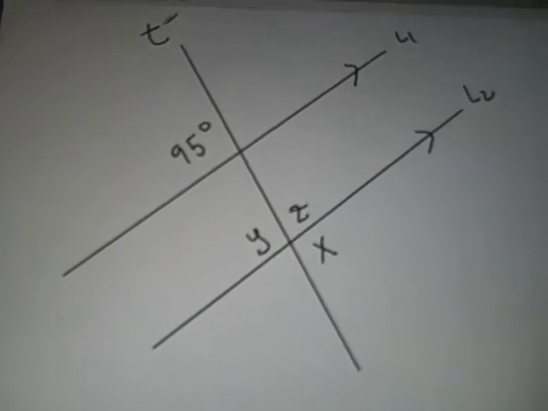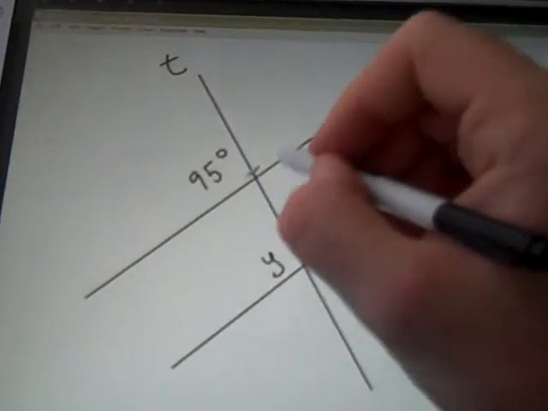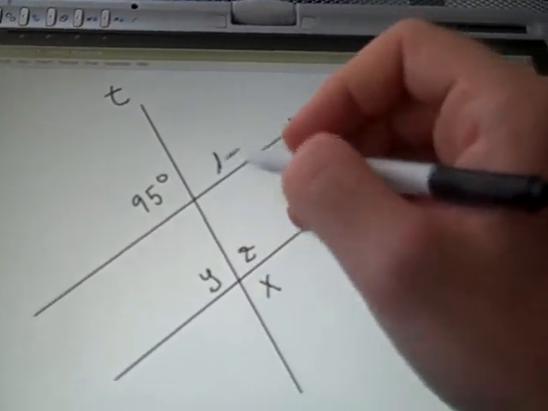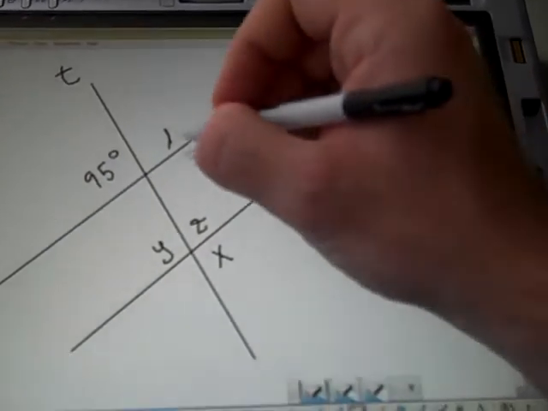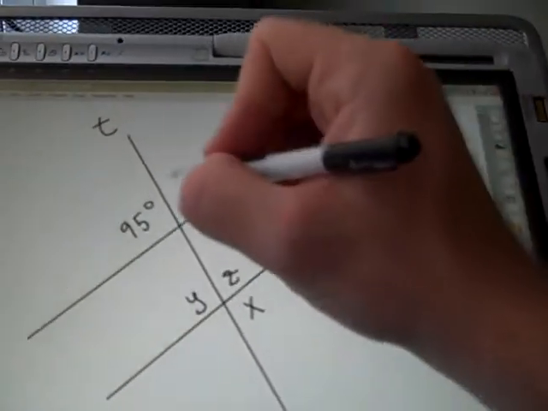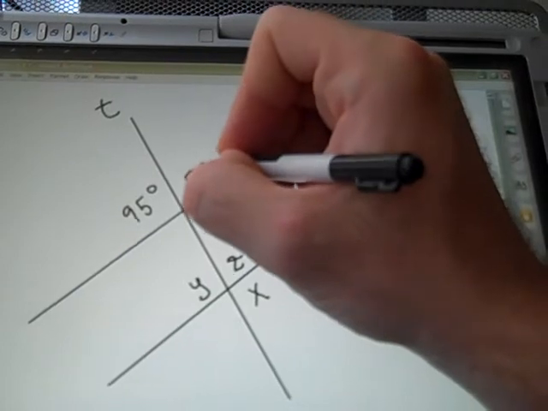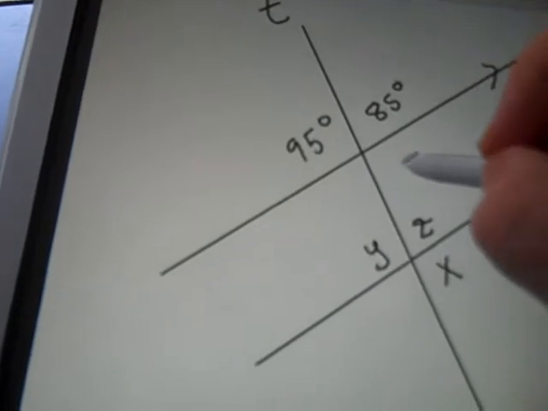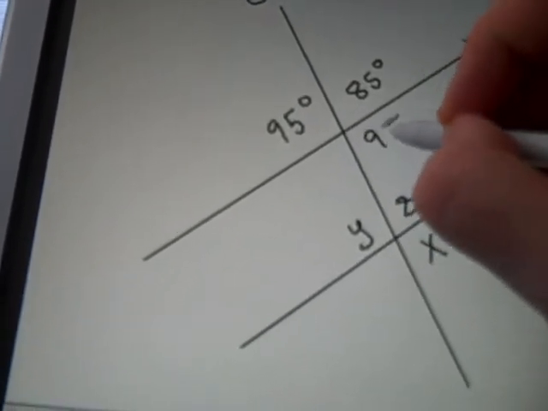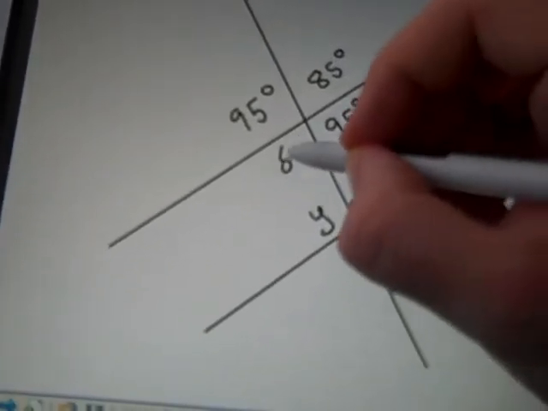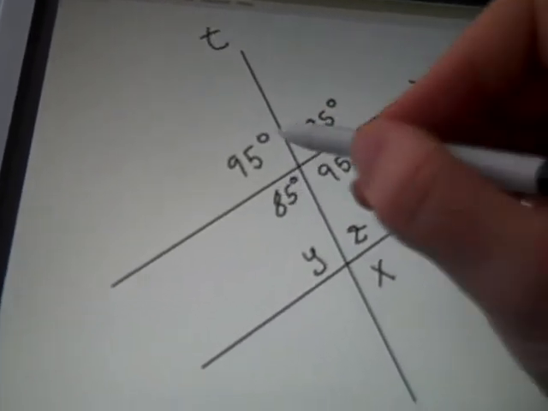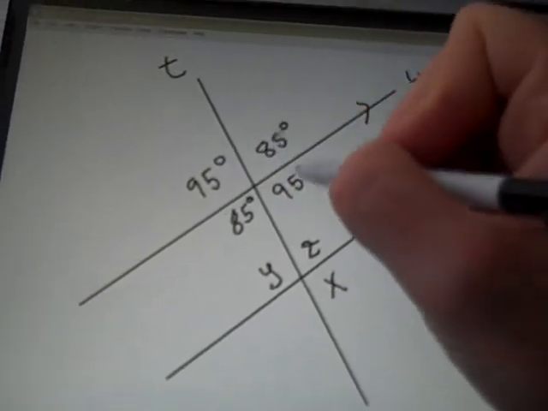Okay, hopefully you were able to figure out some of these. Let's just start with the easy ones. Okay, let's start with this line. This plus this equals 180. So that tells me that right here has to be 85 degrees. And the reason for that is it's a linear pair. I can now fill in my vertical angles, meaning that that's 95 degrees. And that's 85 degrees. Let's quickly check. This plus this equals 180. This plus this equals 180. This plus this equals 180. This plus this equals 180.